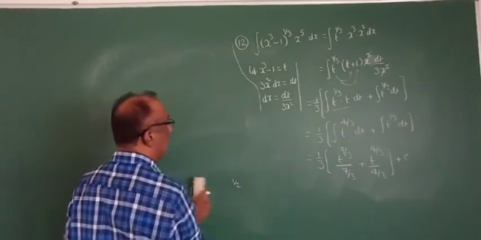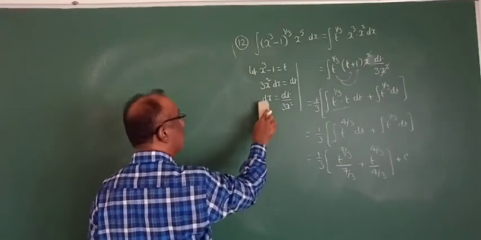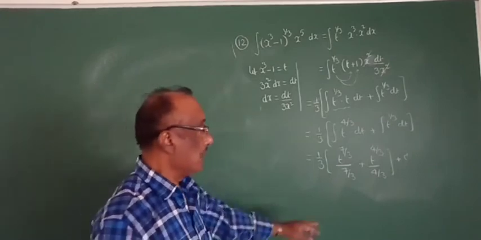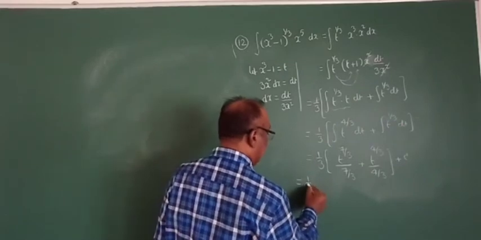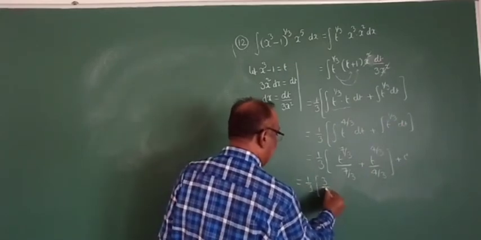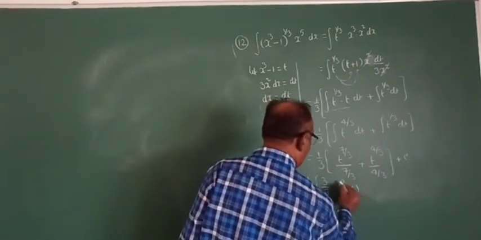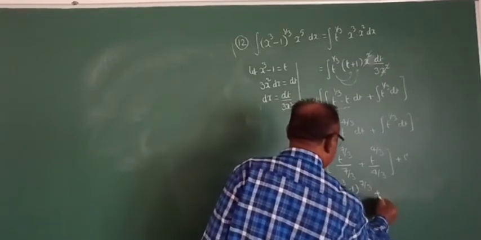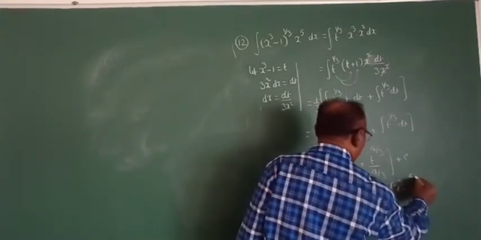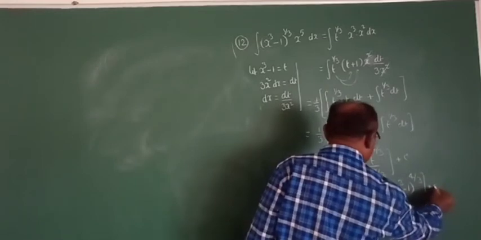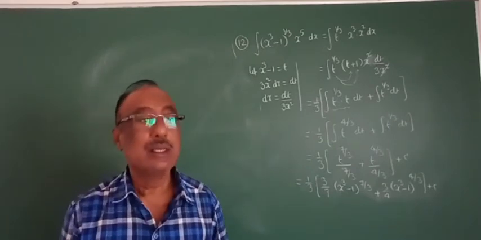You should write down the t value. What is the t value? x cube minus 1. Write down x cube minus 1. Reverse 3 will be cancelled. Reverse, very carefully, you can see 1 by 3. 3 by 7. What is the x value? The x cube minus 1 whole power of 7 by 3 plus 3 by 4. x cube minus 1 whole power of 4 by 3 plus c. So 3 is taken outside and cancelled, we get the required answer. Is it clear?